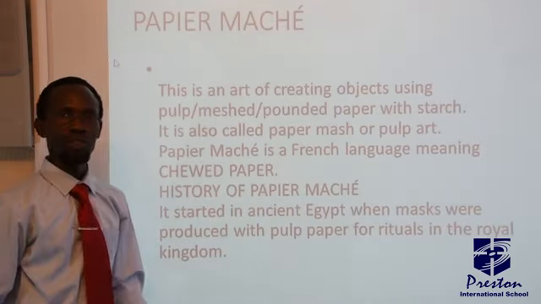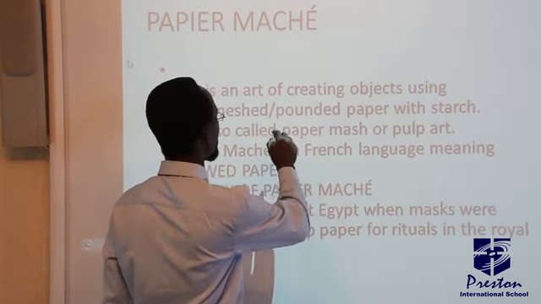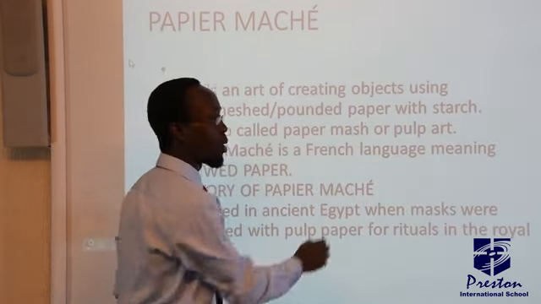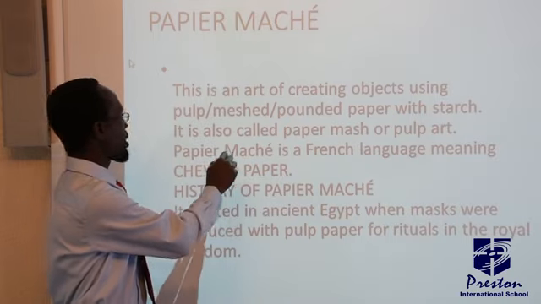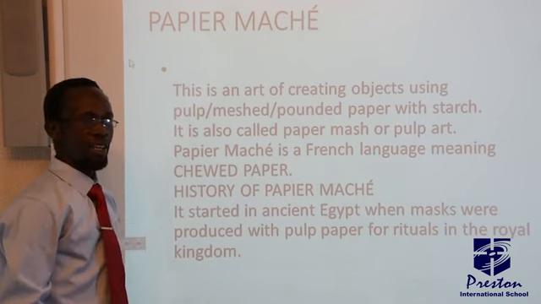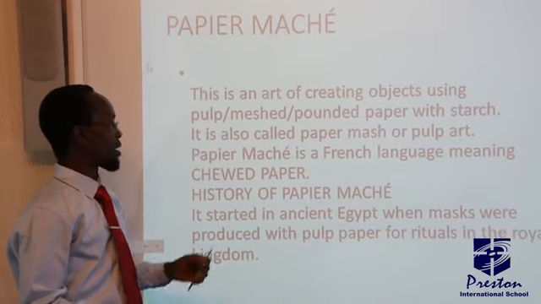Now let's define paper mache. Paper mache is an art of creating objects using pulp, mesh, pounded paper with starch. It is also called pulp art. Paper mache is a French term meaning chilled paper. It originated from them. That is your paper that is mashed together. Like what we have in the introduction, papier mache is not an English word. It means the paper that you mash together.